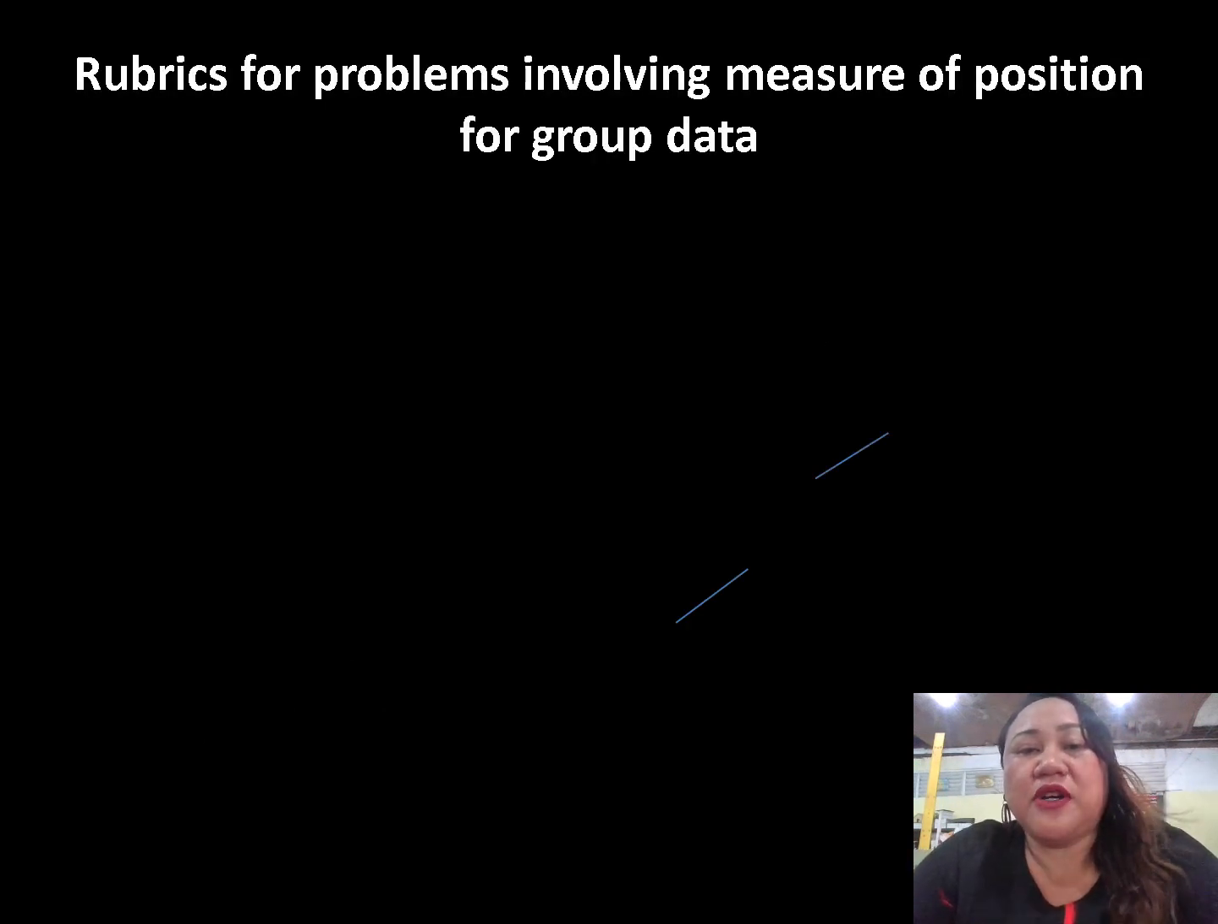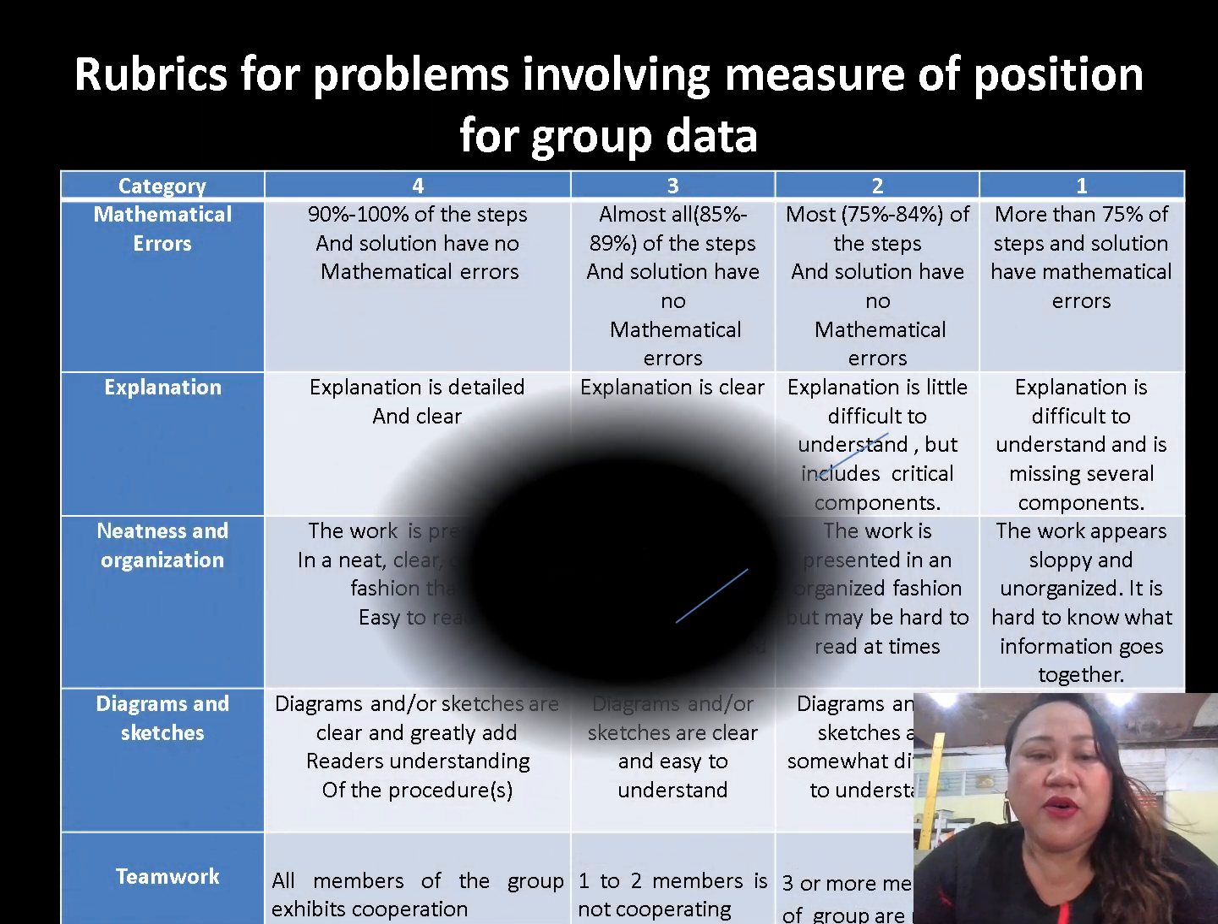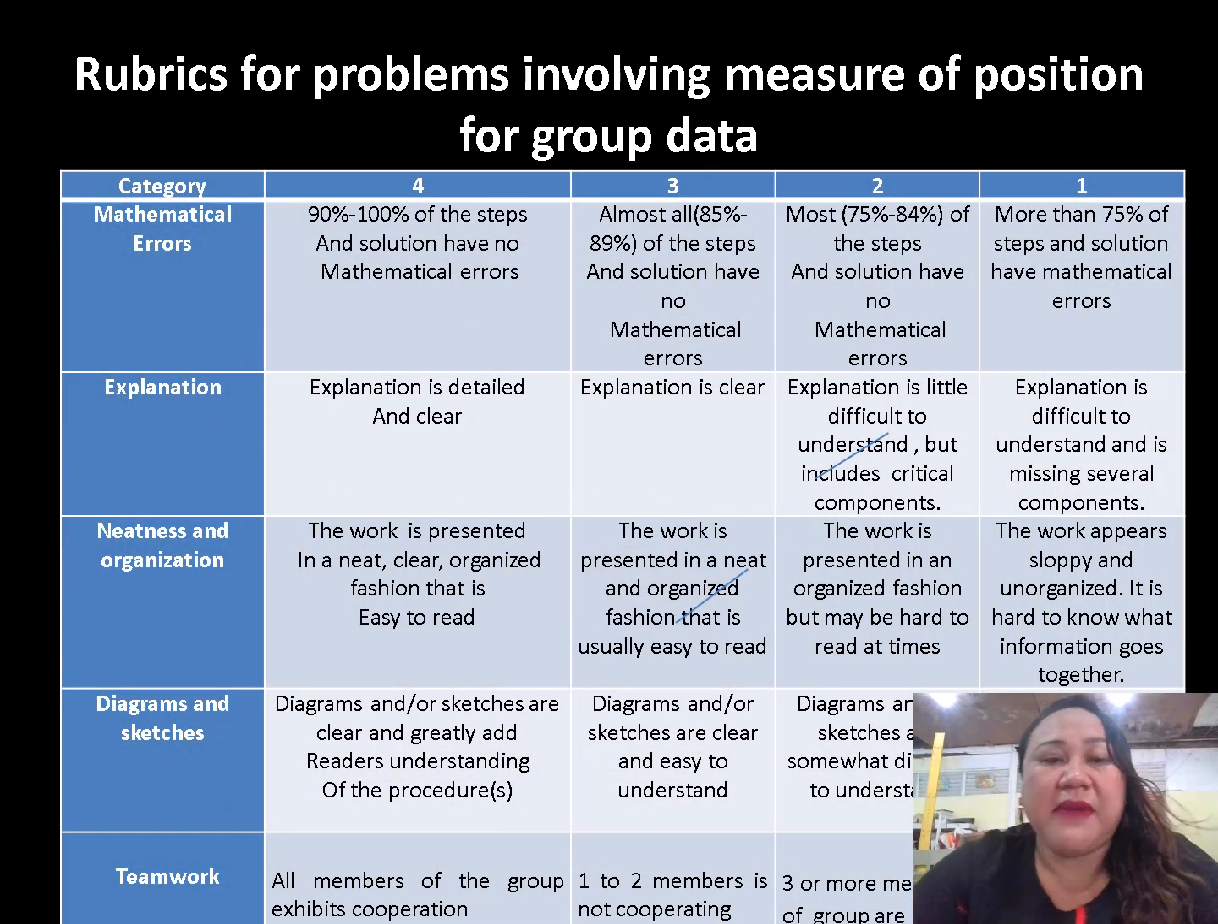So, rubrics for problems involving measures of position for group data. Okay, we have the categories: mathematical errors, the explanation, the neatness and organization, the diagrams and sketches, and of course the teamwork. You could see there is 4, 3, 2, 1 accordingly. You will be given this one, and I hope it will be easy.